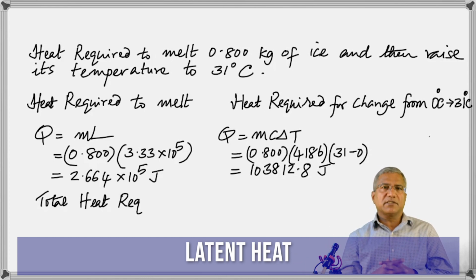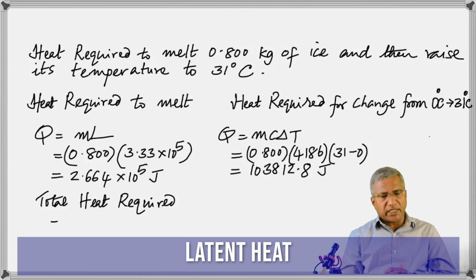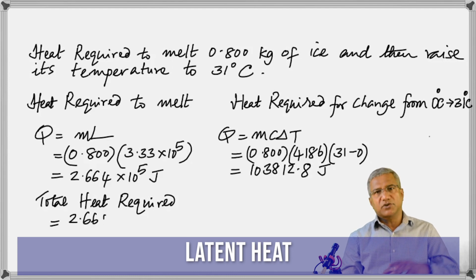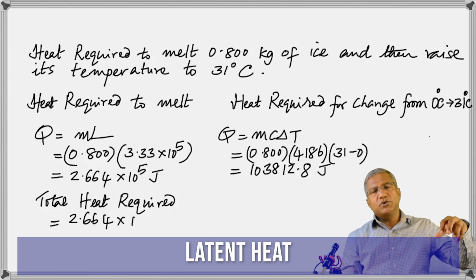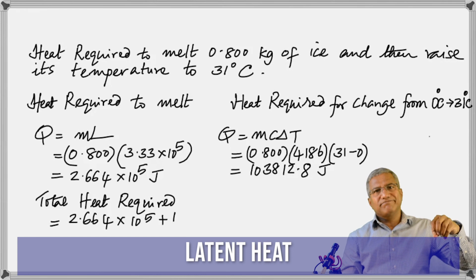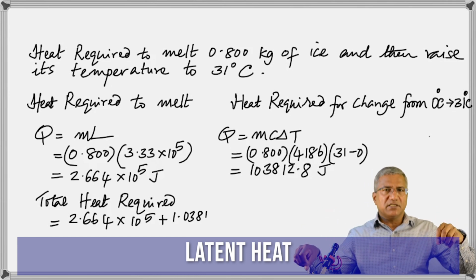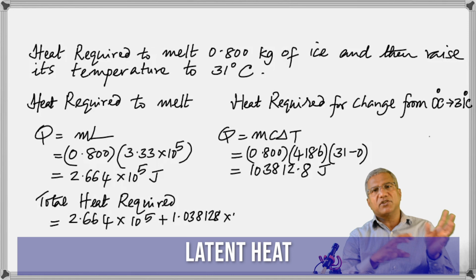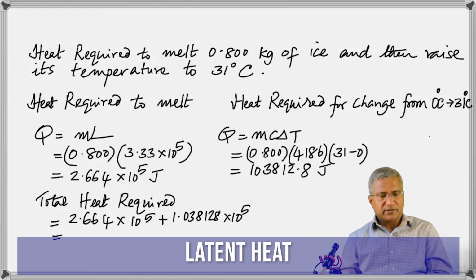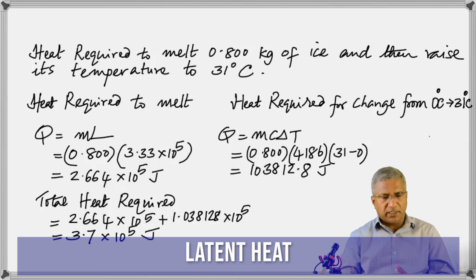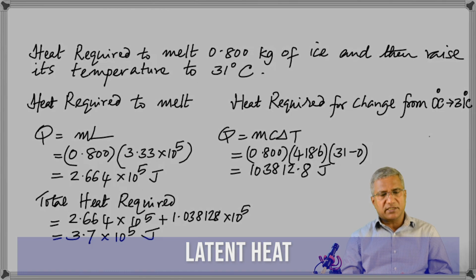So you got that second process, and then add the two to get the total heat required. So first, use mass times latent heat, then use MC delta T, because first it's a phase change and then it's just heating. And then you add these two big numbers and you are going to get a bigger number. So you get 3.7 times 10 to the 5 joules. So that's how you do this.